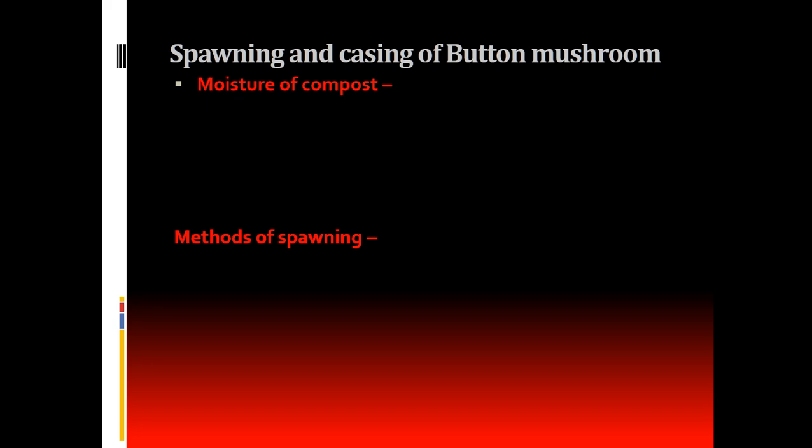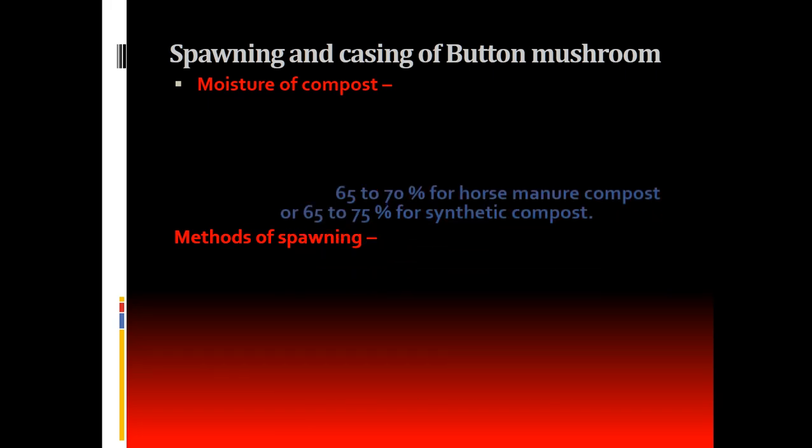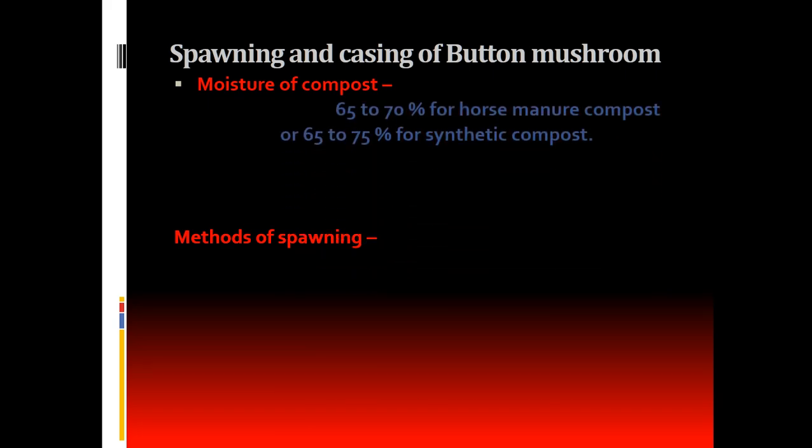Now we can see the first point, the moisture of compost. You see here, 65% to 70% for horse manure compost or 65 to 75% for synthetic compost. This is the moisture of compost that is required.